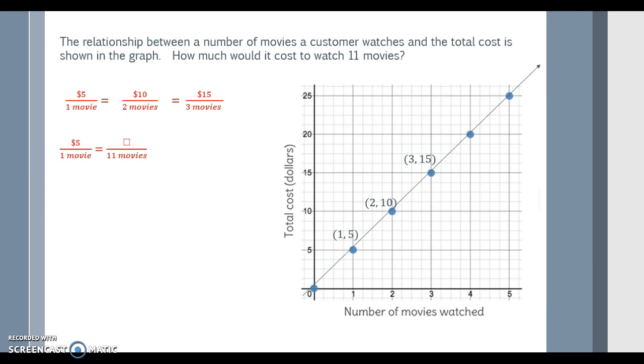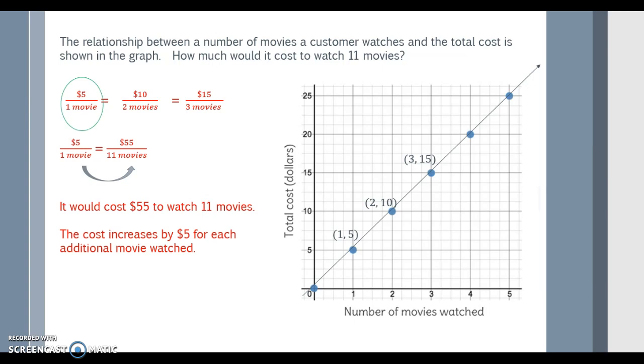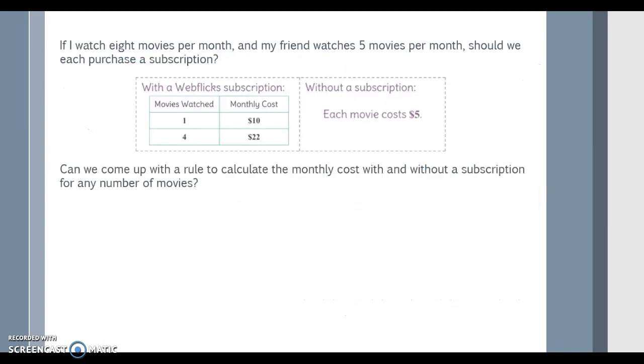We're particularly interested in how much 11 movies will cost if I know that one movie is $5. Well, I know that 1 times 11 is 11 movies, so 5 times 11 is 55. It would cost $55 to watch 11 movies. The cost increases by $5 for each additional movie that we watch. So this tells us about how the values are changing together.